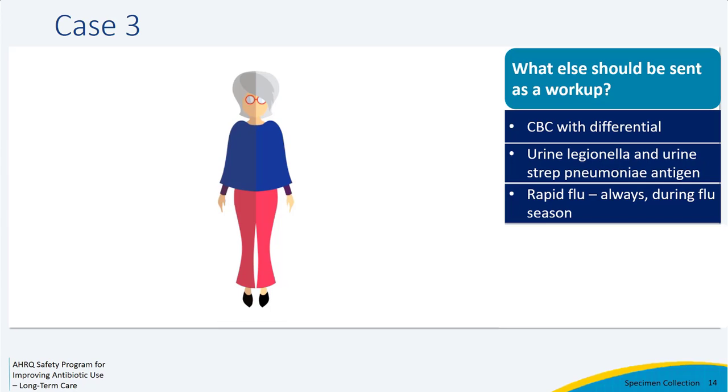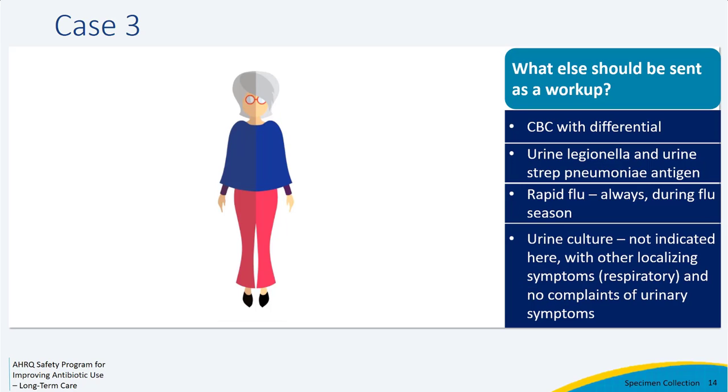Rapid flu. This test is always recommended during flu season from October through March. Flu is very contagious, and if we don't monitor for it, an outbreak can occur in the facility. Urine culture. The resident has symptoms of cough and fever with no complaints of urinary symptoms. Without urinary symptoms and another good reason for fever, we would not recommend obtaining a urine culture.